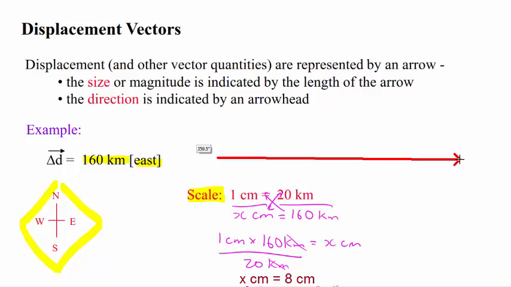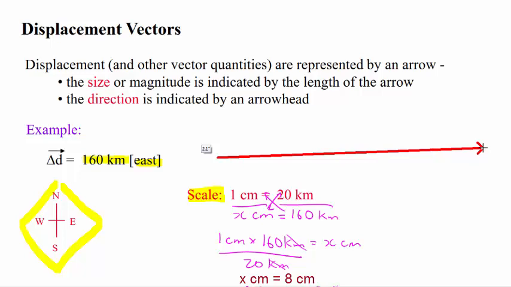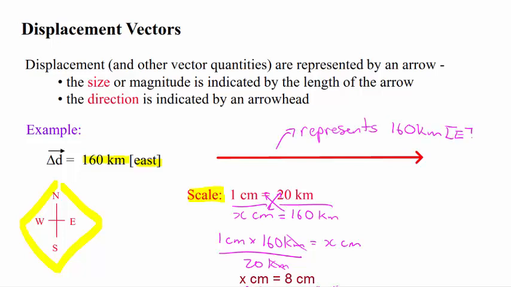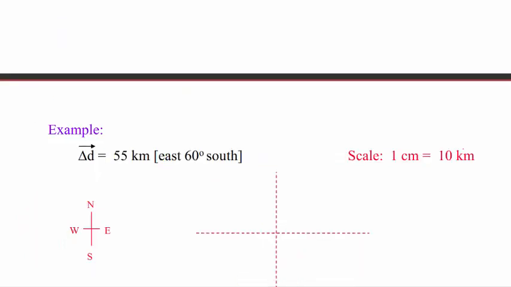Now this is not going to measure exactly the same as it would in your case, because I'm not sure what your screen size is, but on mine, I'd be measuring that out to be 8 centimeters, and that's going to be approximately this long. Okay, and so that diagram right here represents 160 kilometers east using this scale. So we've got a couple more examples to do like that, and then we'll work on adding some vectors.